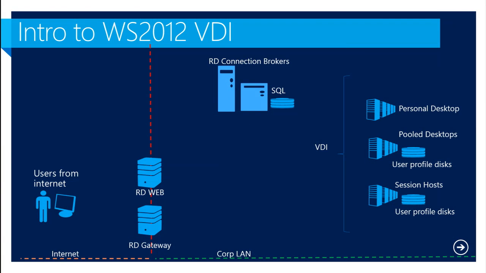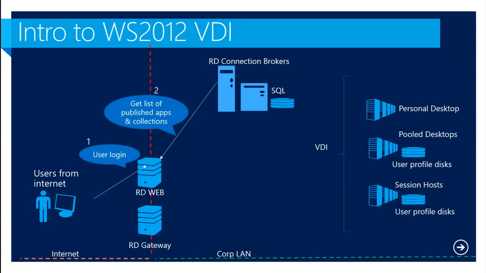If the users are on the internet, then we have this additional component, which is the RD gateway. It acts like a firewall. And there's an RD web on the internet facing, just like the RD gateway, that users connect to and go through a similar process. So the user connects to the RD web that is now facing the internet, logs in, HTTPS. RD Web talks to the broker, gets all the information about what applications or collections the user has access to. Then the user clicks on one of these items to get connected to that resource.